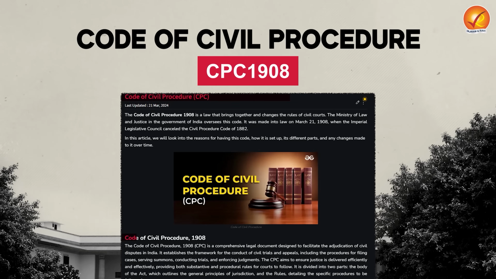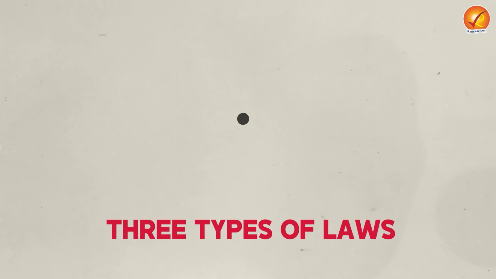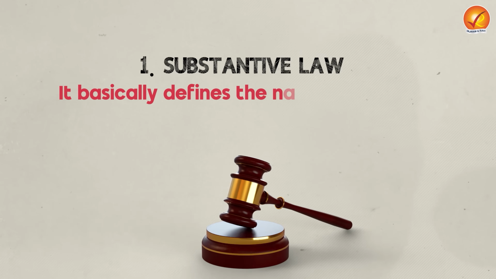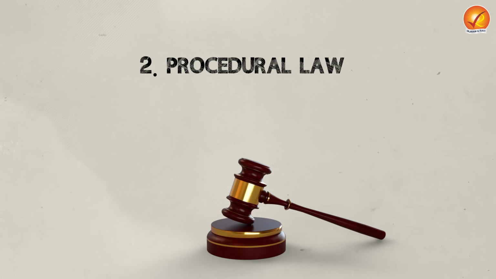Now, the procedural law for the civil cases in our country is the Code of Civil Procedure, that is CPC 1908. Similarly, there are three other laws in relation to the criminal activities which existed before 1st of July 2024. They can be divided into three types of laws. One is substantive law, second is the procedural law, and third is the evidence law. Now, substantive law basically defines the nature of criminal activity and makes it punishable. Second one is procedural law.